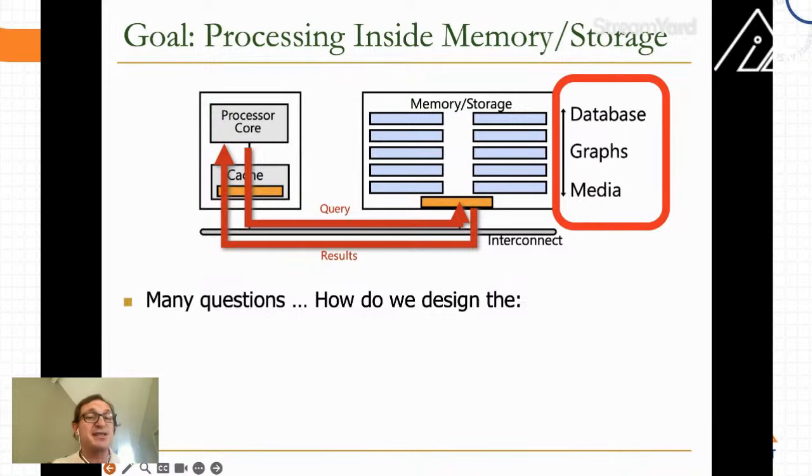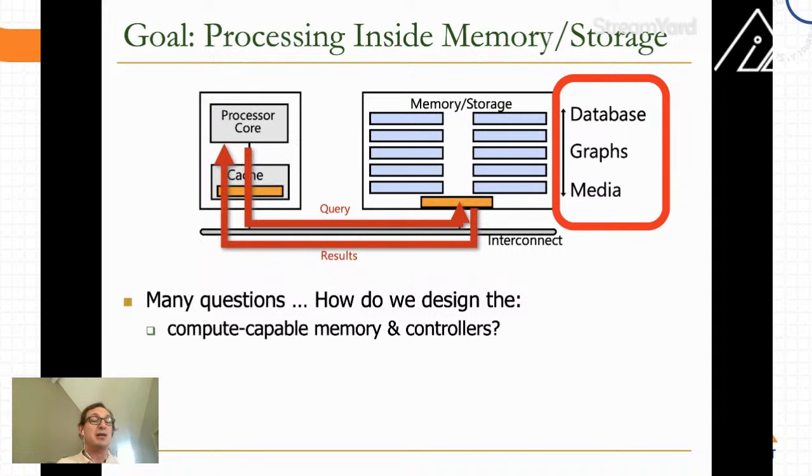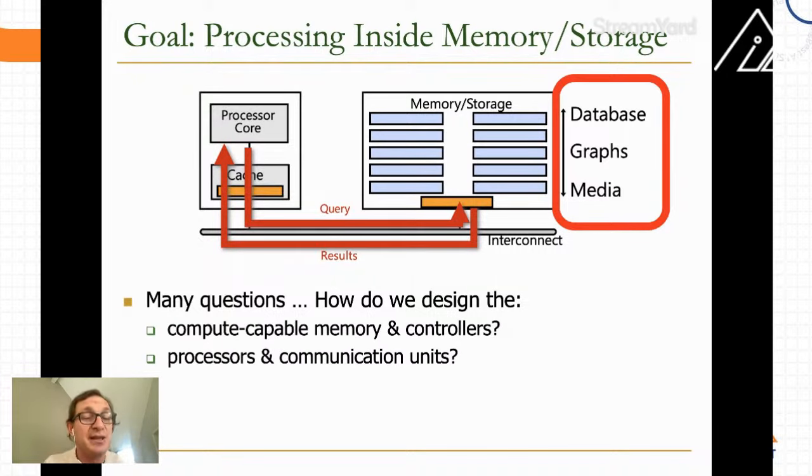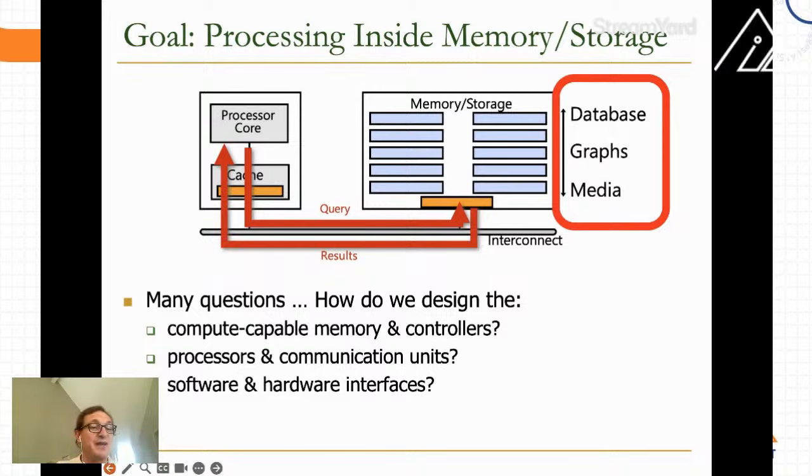But still, even this accelerator model brings about many, many questions. How do you design the compute-capable memory and the controllers? How do you design the processor and communication units? How do you design the communication interfaces in the software and hardware? Today, the Compute Express Link (CXL) interface, for example, enables more flexibility such that the processor can offload computation to some other device. It could be a near-memory device, for example. So today we're living in a good world where the interfaces are becoming more flexible. That's good, but we still need to make them even better on the software and hardware side.